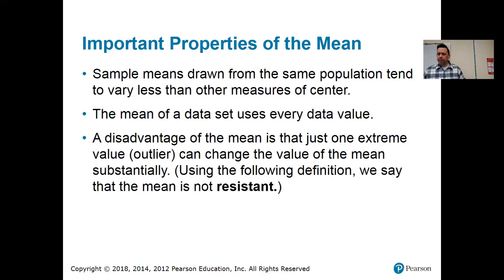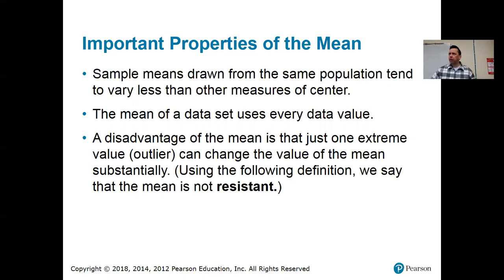One disadvantage of the mean, and I think we've talked about this before sort of unofficially, is that an outlier, which is an extreme value, can change the value of the mean substantially. Think about that exam where, you know, nobody does well except for that one person gets a 99. All right, so that 99, especially if it's a small class, will bring the mean up a little bit. Okay, so when you have extreme values, the mean is not the best measure of center.